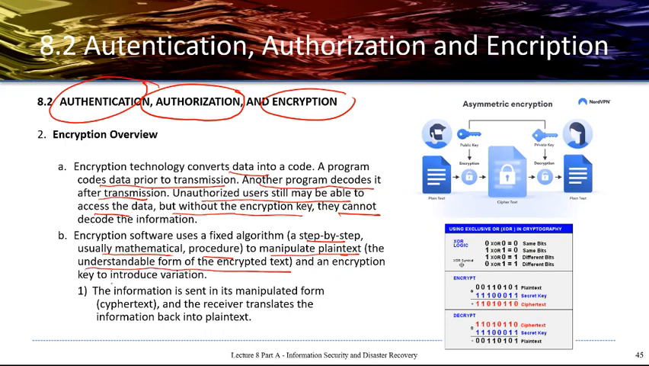That's called an encryption key to introduce variation. So let's look at how you do it. One method is manipulation of the ciphertext. The receiver translates the information back to the plain text.